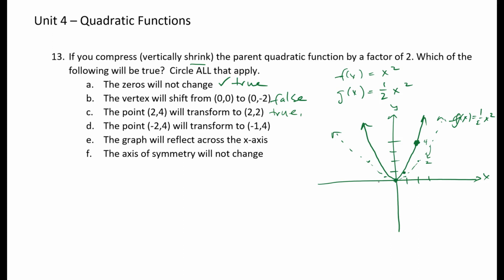The point negative 2, 4, so we're talking about this one here, will transform to negative 1, 4. So it's saying, is that point going to go from here up to here? Well, no. This point is going down to here. So that one will be false. Graph will reflect across the x-axis. That's definitely false. We would need a to be less than 0 for that to happen.